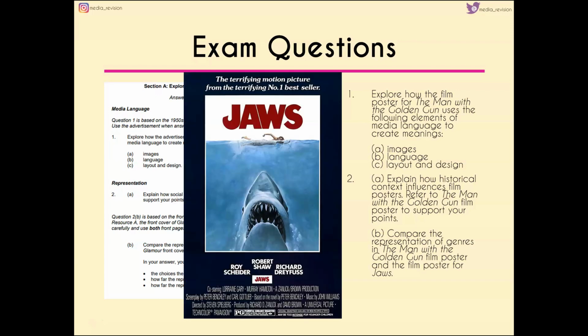So I've picked Jaws to compare to The Man with the Golden Gun because they're both produced at very similar time and have similar genres, but are obviously very different stylistically. You could compare The Man with the Golden Gun to a modern poster. You could compare it to just a completely random poster, perhaps a comedy or something like that. So there's loads that you can do to help prepare yourselves and to practice at home.